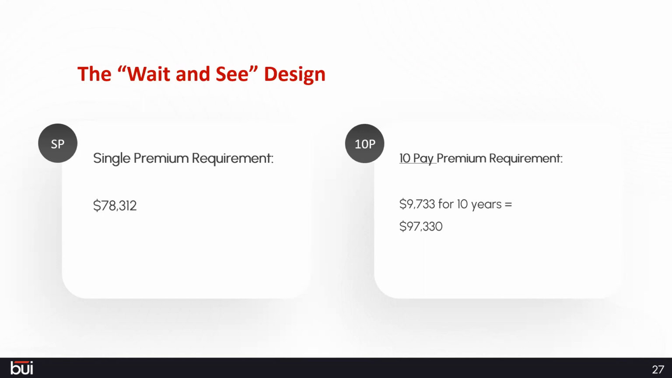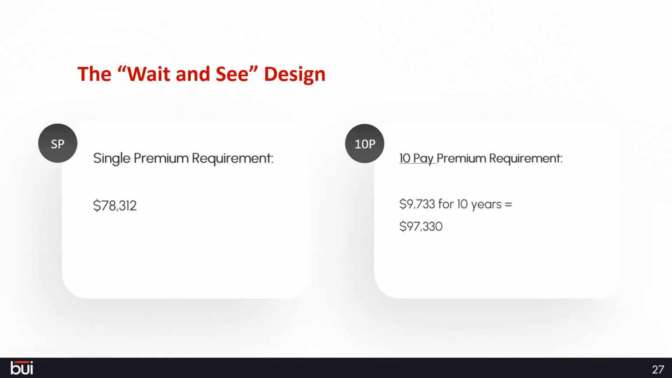So here we look at a single premium requirement that would be $78,000 for Bruce. The 10 pay would be $9,700 a year for 10 years. But at any time during those 10 years, he can pay it up. So the question is how could it possibly be in Bruce's interest to go with a 10 pay, recognizing that it's going to be an additional roughly $19,000 in premium?